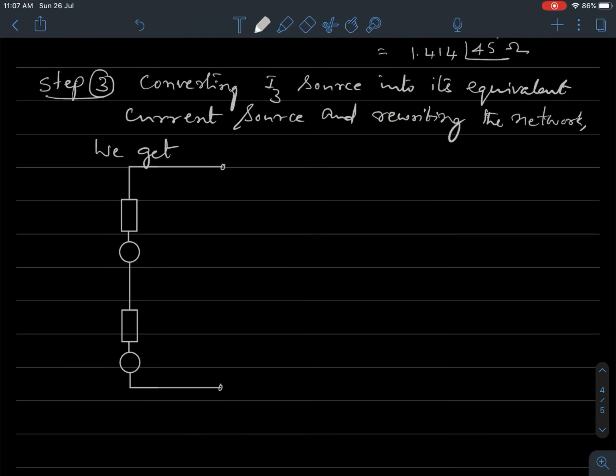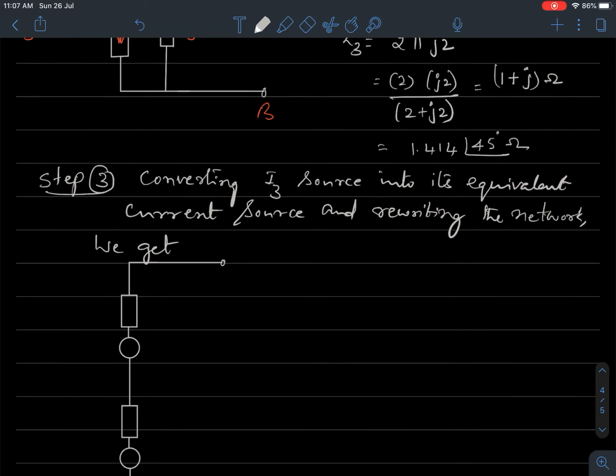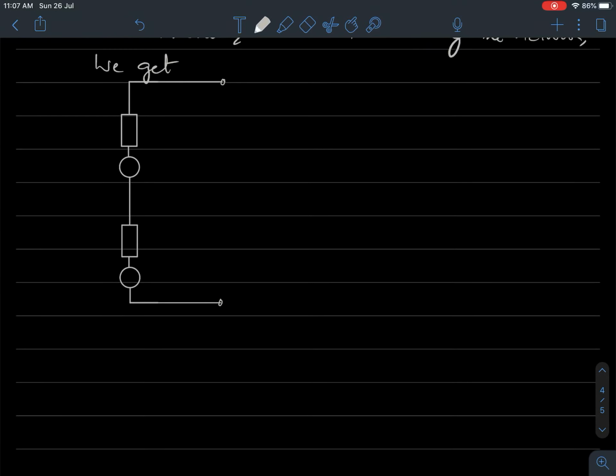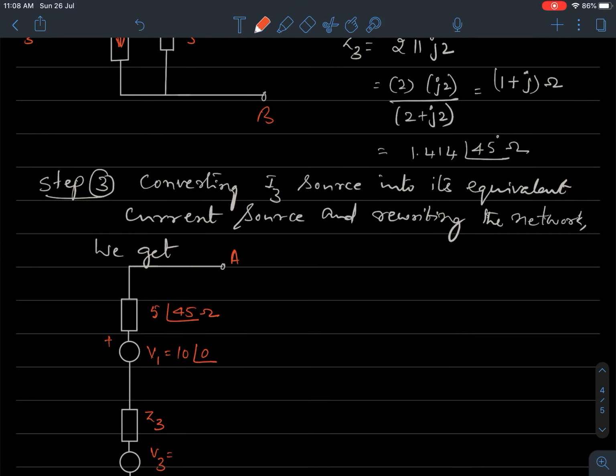Now what have I done? Now I am trying to convert I3 into a voltage source. This is my V3, and let this be Z3. This is my, as usual, V1, which I already have, 10 at an angle 0. I haven't done anything. There is a positive polarity at the top. This impedance I have not bothered to change. It is as it is, 5 at an angle 45.